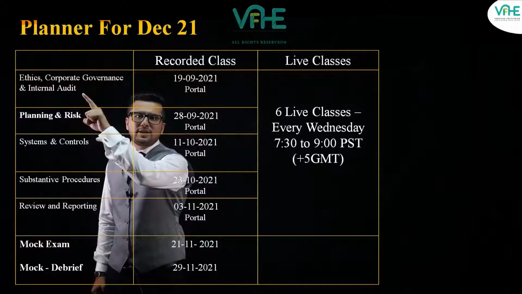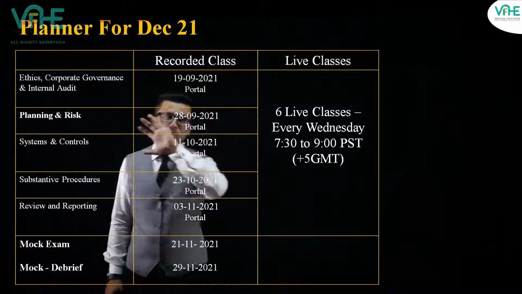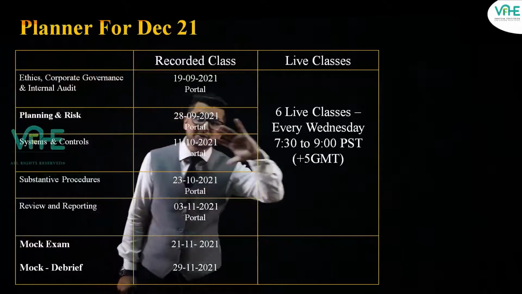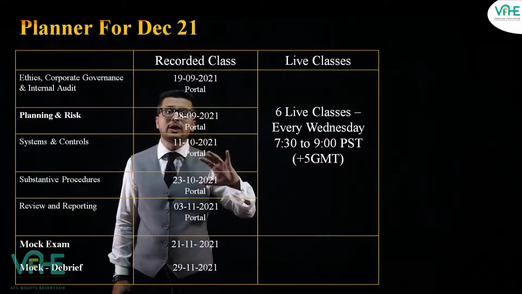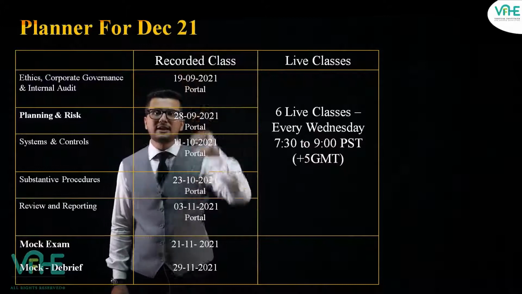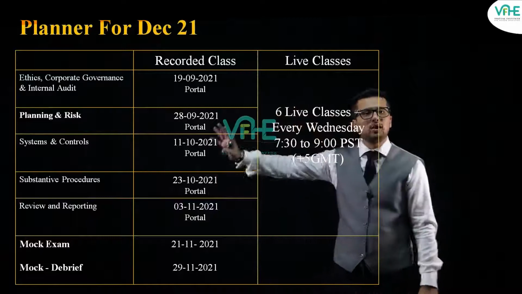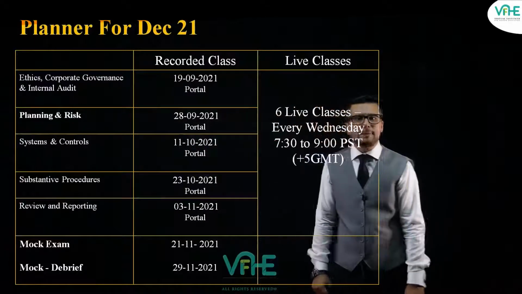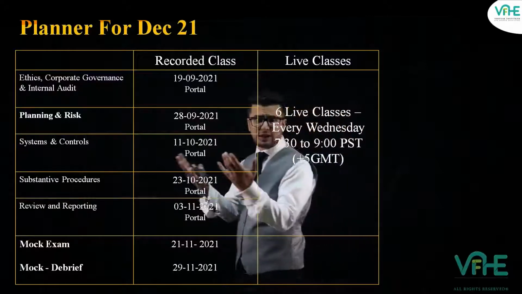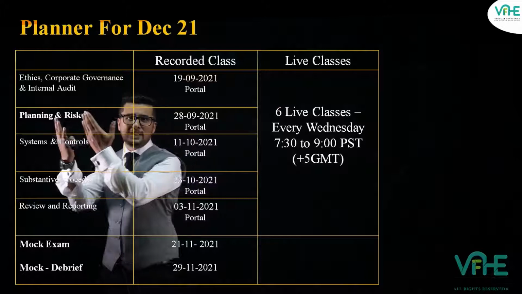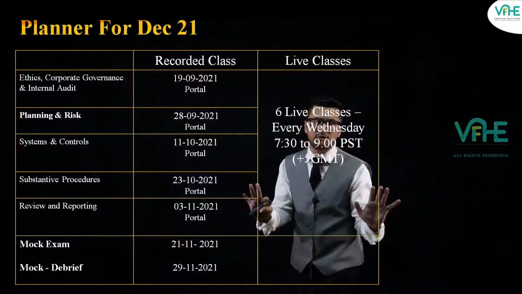Ethics, corporate governance, internal audit. Those three minor areas with respect to study text, past paper long questions, and OTQs. This all will start from tomorrow, that is 19th September, and it will end around 27th September. So we have got 10 to 12 days, almost 10 days, and we have to cover minor topics. These are not difficult at all. They are not time consuming at all.